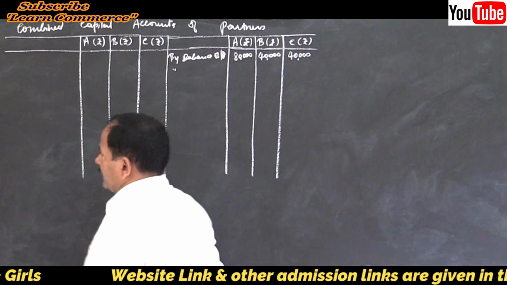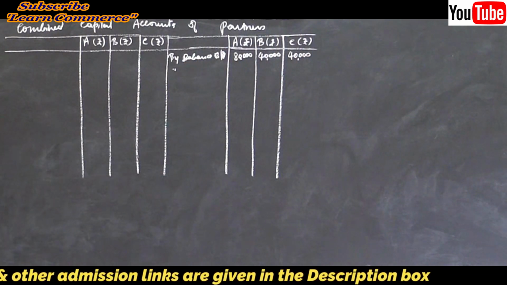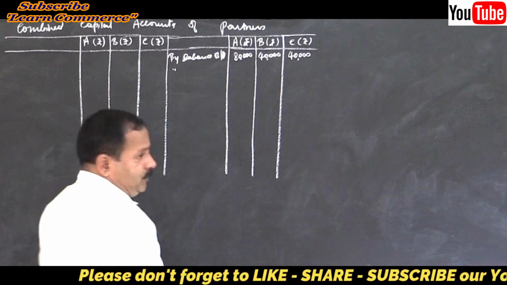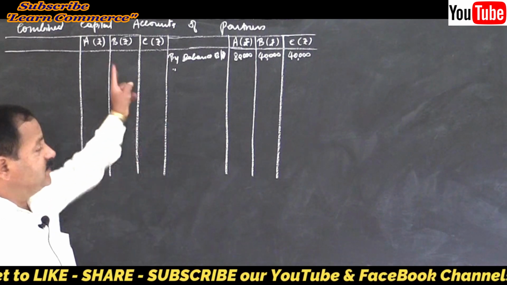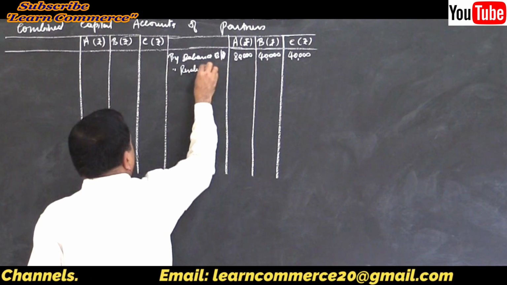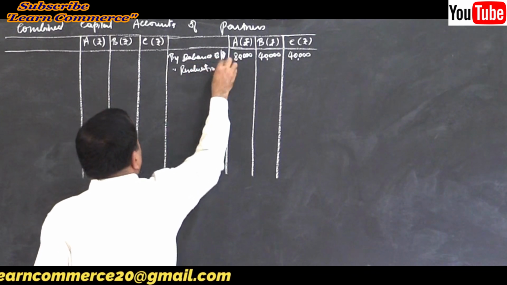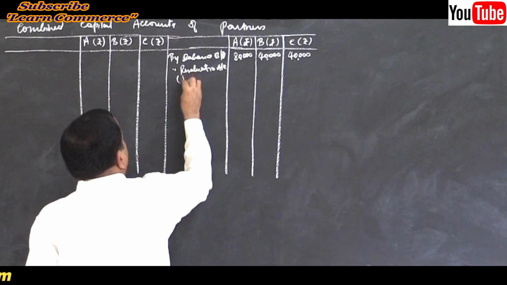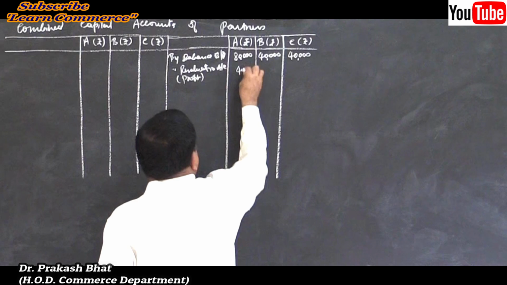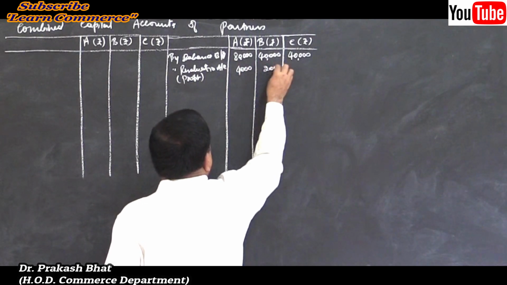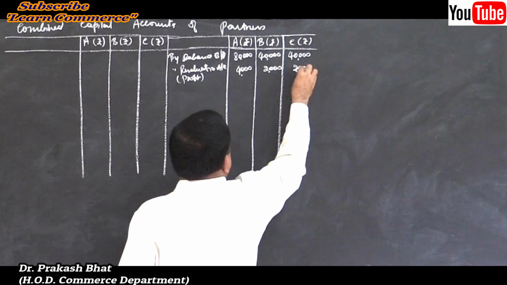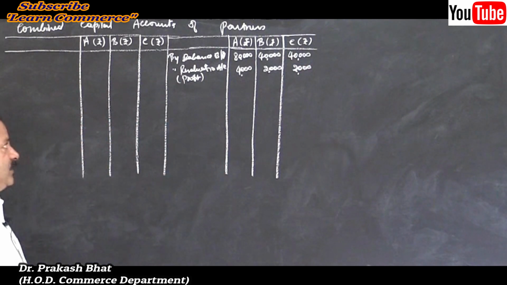Then credit them with the revaluation profit. Profit on revaluation is here 4, 2 and 2, isn't it? Revaluation account is related to all partners' capital accounts, so all partners' capital accounts are credited by the revaluation account. Revaluation account profit. How much? 4, 2 and 2.